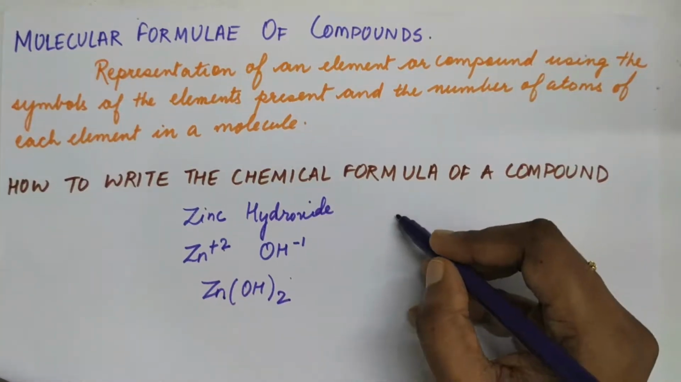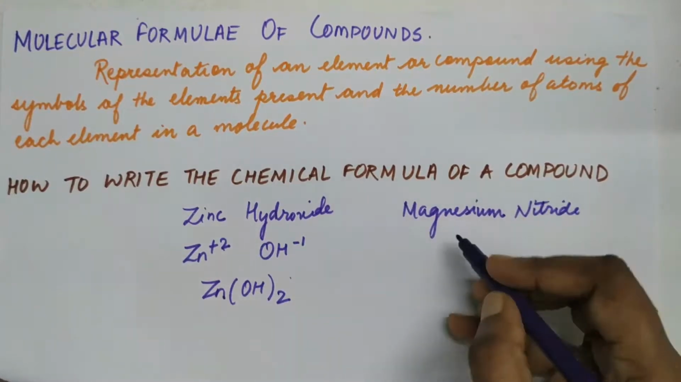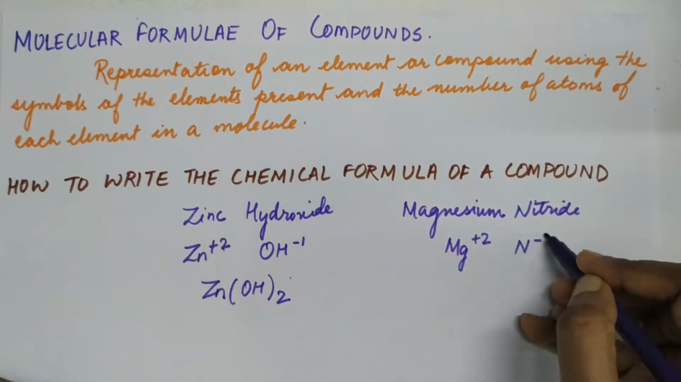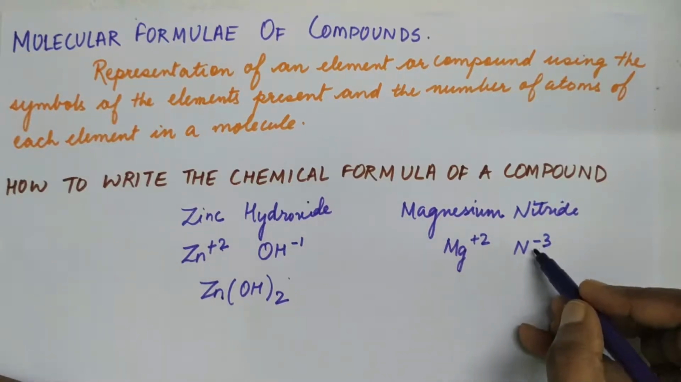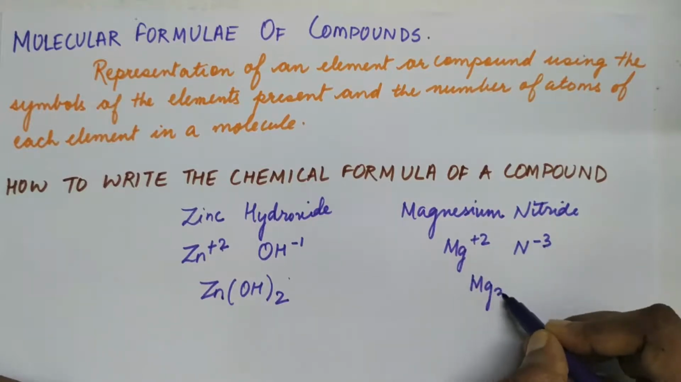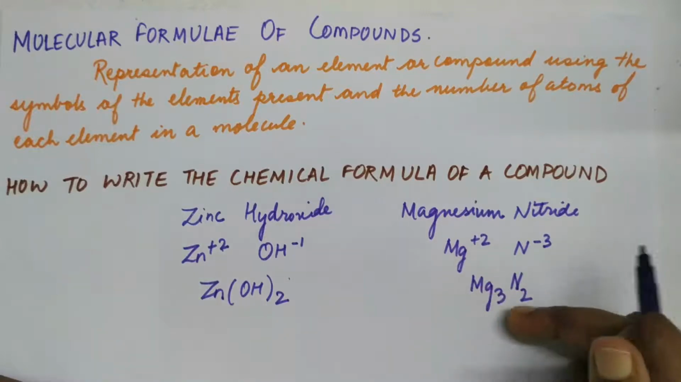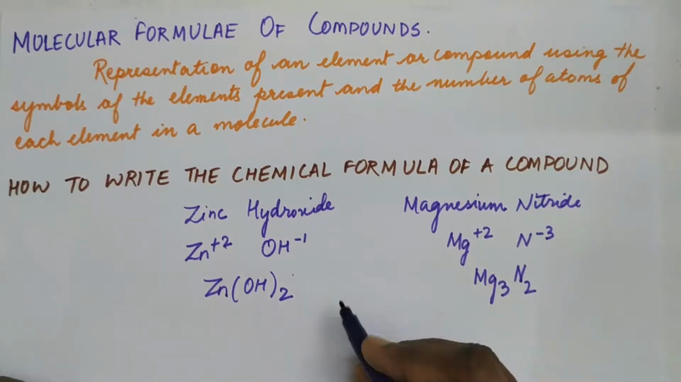Similarly, if I say magnesium nitride, you know that magnesium valency is plus 2, nitride is N minus 3. So you can just write Mg2 and N3 and do the cross. When we do the cross multiplication, the 3 of nitrogen will come down and the 2 of magnesium will come here. So it becomes Mg3N2.